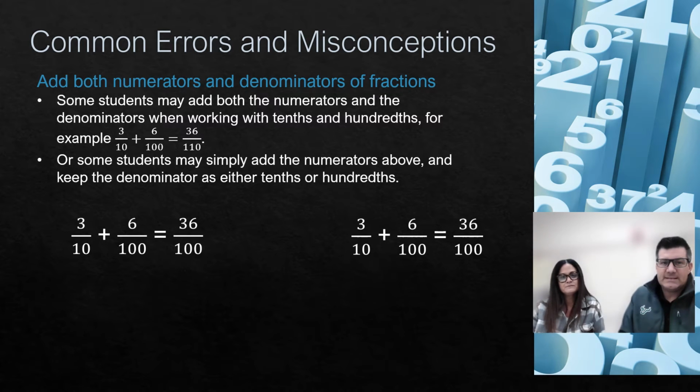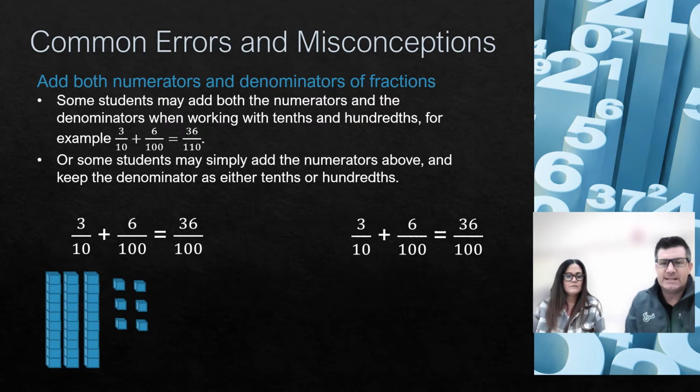Another common misconception you're going to see, especially when adding fractions such as tenths and hundredths together, is that students aren't going to recognize that these are two different types of denominators that they're working with: tenths and hundredths. Some of them will just add the top numbers, add the top and the bottom, just randomly pick which denominator they want to use.